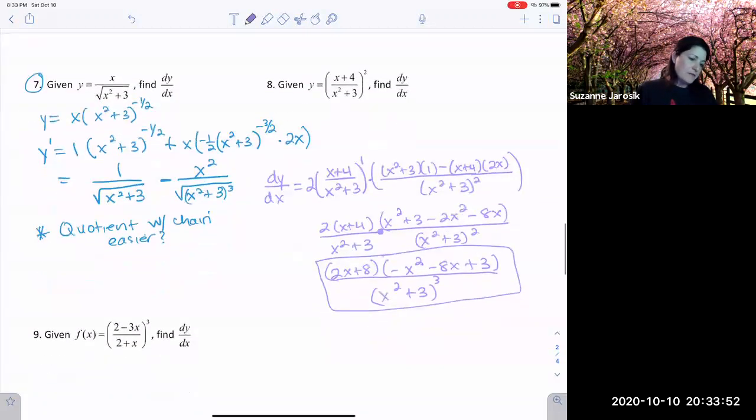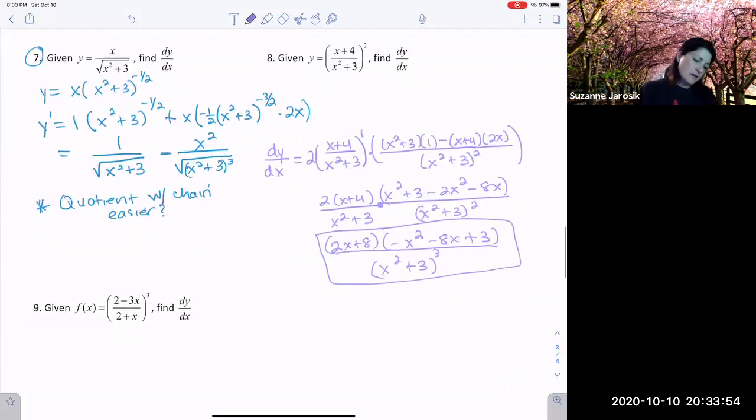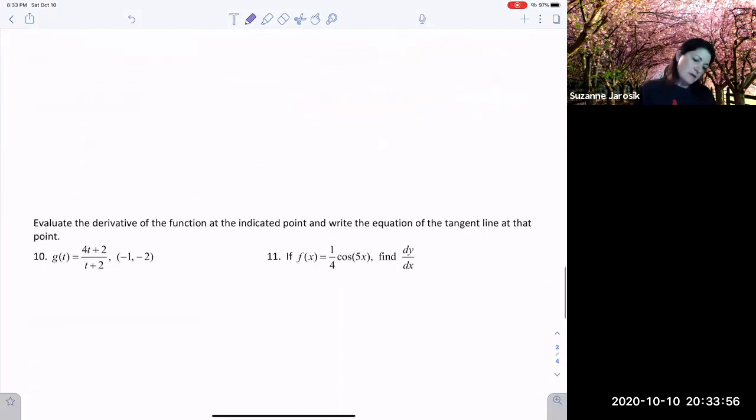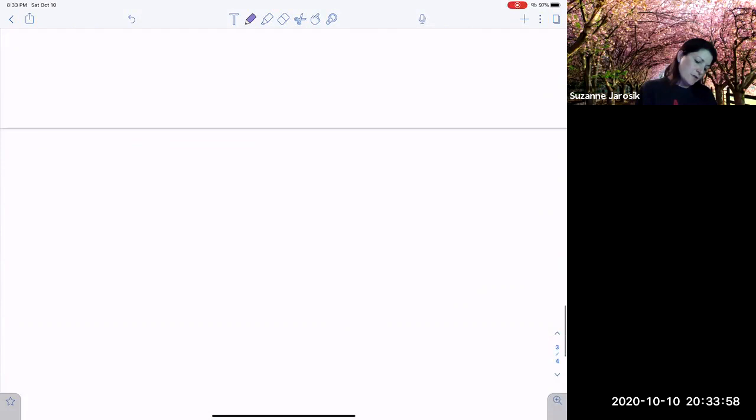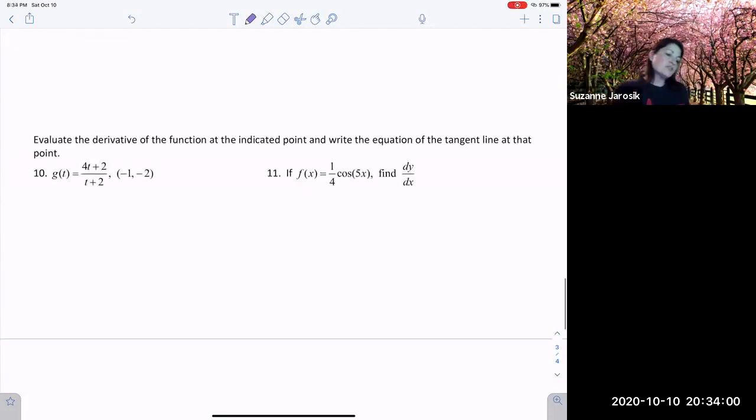Okay, I think then we have a couple more at the bottom. These are actually writing tangent line equations. Maybe what we should do together just to practice a little bit, since we're post 3.5, 3.6, just to practice trig derivative, let's maybe do 11 together. So the directions say evaluate the derivative of the function at the indicated point and write the equation of the tangent line at that point.